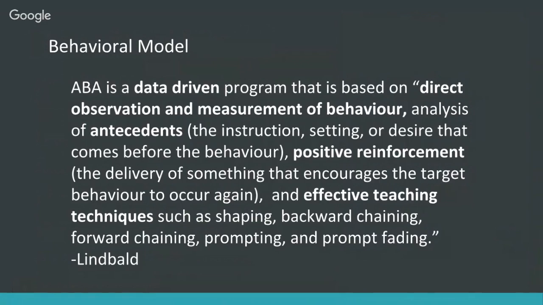Now, it's critical to remember that within this definition, the main parts of the behavior model are outlined. That is, that it's based on direct observation. It's based on the antecedent. We look at the behavior. We have the consequence of the positive reinforcement. And we teach the behavior through effective teaching techniques, which we're going to discuss later on.